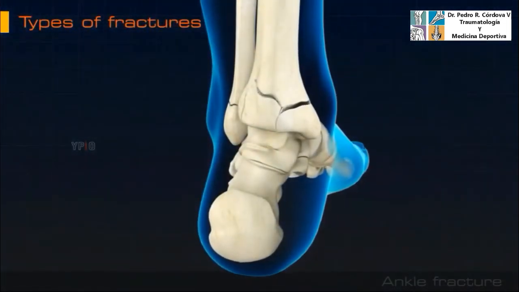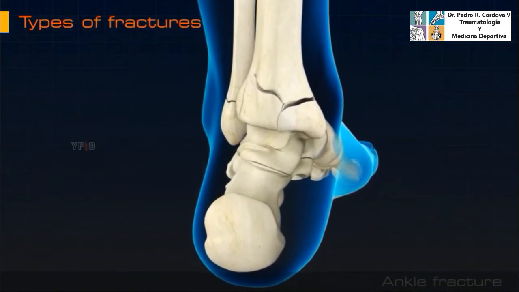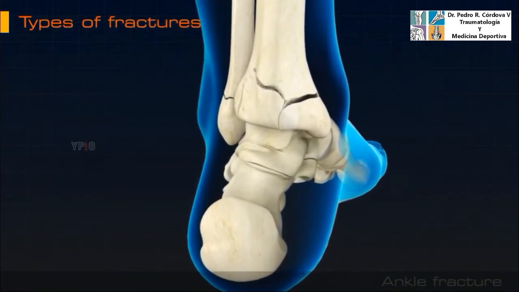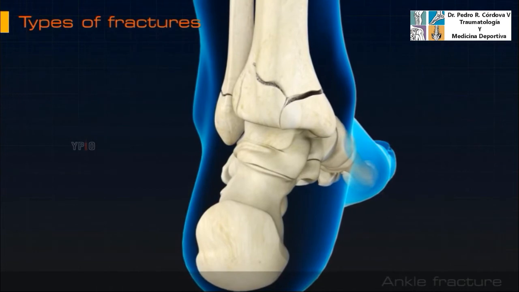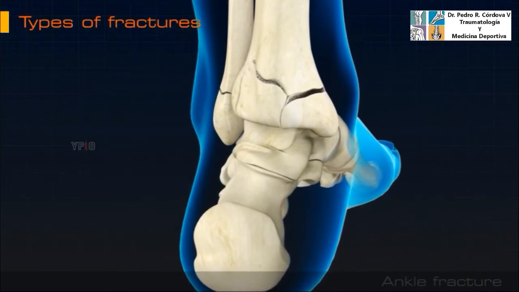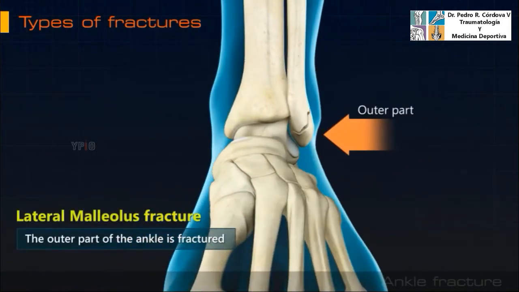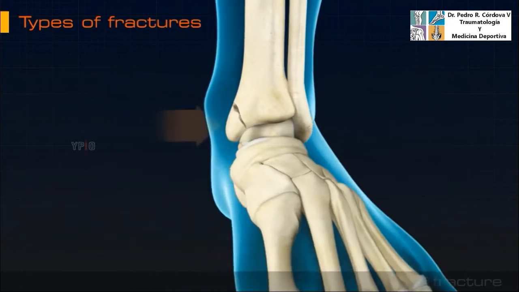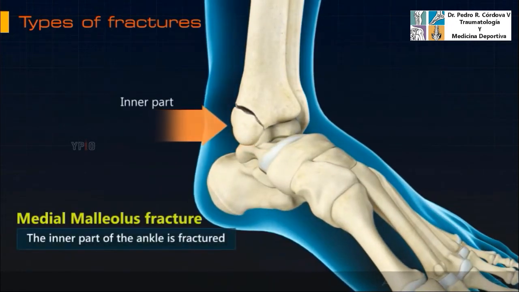Types of fractures. Ankle fractures are classified according to the location and type of ankle bone involved. The different types of ankle fractures are: lateral malleolus fracture, in which the lateral malleolus, the outer part of the ankle, is fractured. Medial malleolus fracture, in which the medial malleolus, the inner part of the ankle, is fractured.